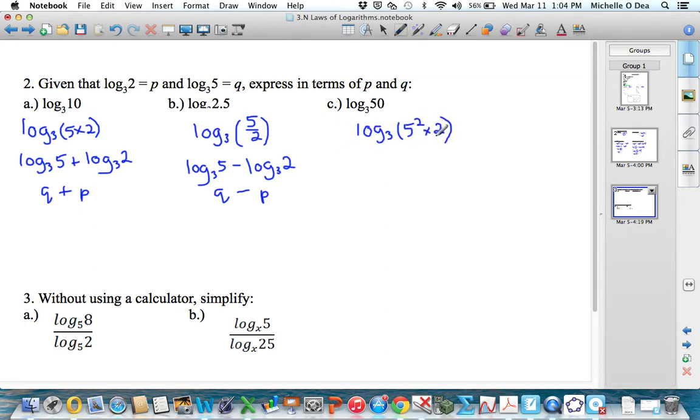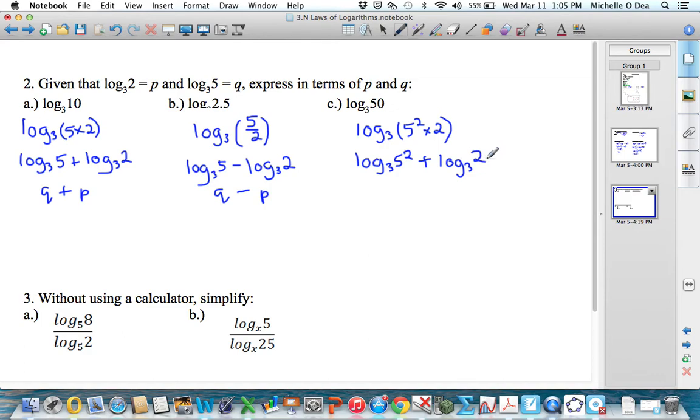Then I need to work on using my log rules. So I know I can rewrite, because it's been multiplied, I'm going to use the same rules I did over here. So I know I could rewrite that as log of 5 squared base 3 plus, because they're being multiplied, we're just following the rule, and then log of 2 base 3.